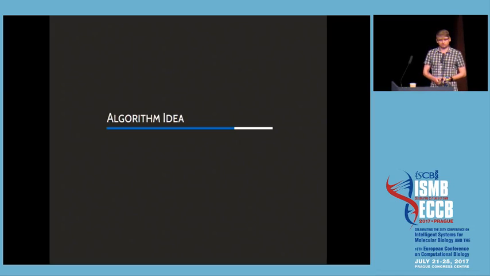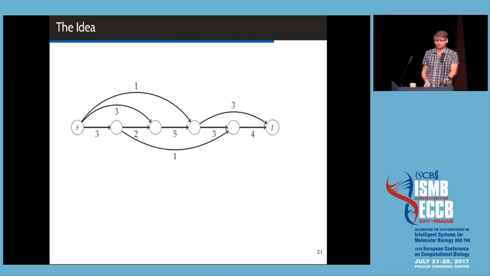So now I want to talk to you a bit about the idea of the algorithm, because I hopefully convinced you that this is a good way to solve this problem. We have this flow network as an input, which is a directed acyclic graph. And for each directed acyclic graph, we can compute a topological ordering, which is an ordering on the nodes of the graph such that each edge goes only from left to right.